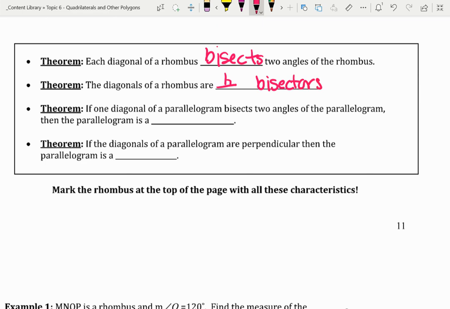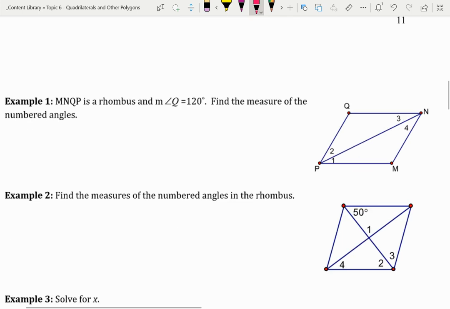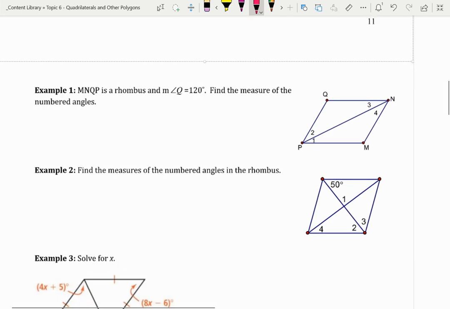If one diagonal of a parallelogram bisects 2 angles of the parallelogram, then that parallelogram is a rhombus. If the diagonals of a parallelogram are perpendicular, then the parallelogram is a rhombus. Okay? And we already marked the one at the top, so that would work out perfectly. All right. Let's go on to the examples.